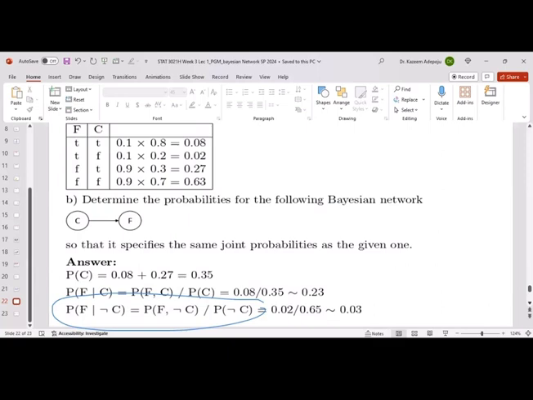And of course, F positive and this guy false, that would be 0.02, which is the one we have here. Look at that. True for flu, false for cough, divided by the probability of not coughing. If I know the probability of C, I can get the probability of the complement of C. What was the probability of C? 0.35, right? 1 minus 0.35 would be 0.65. I'm done.